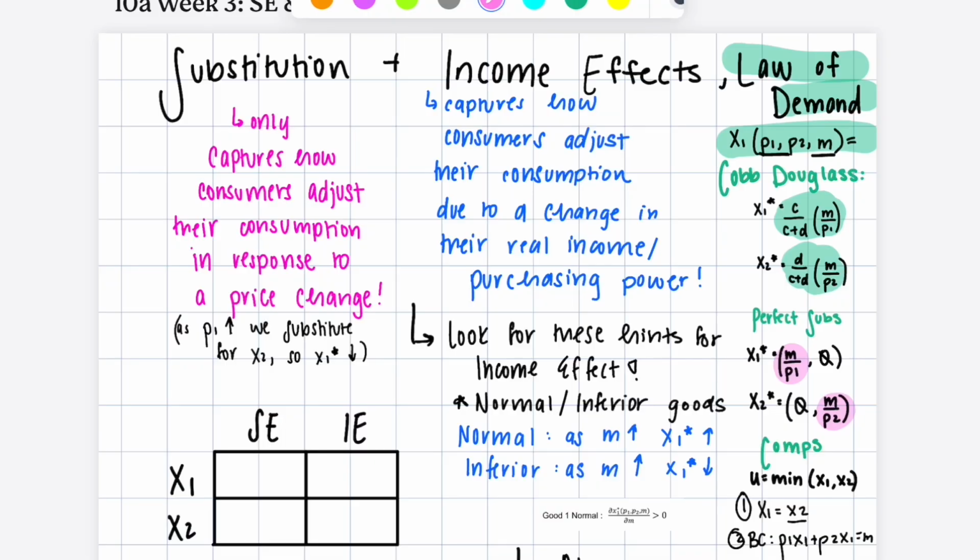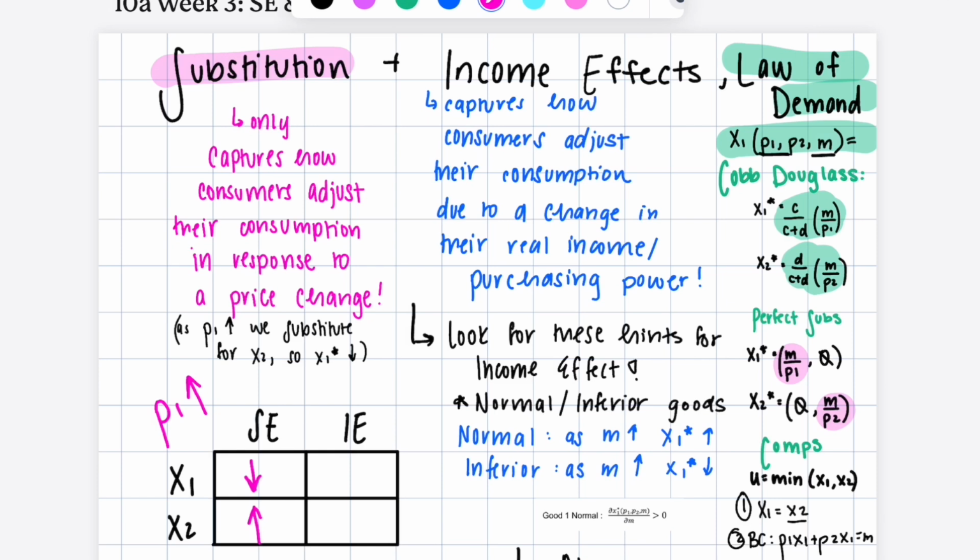Next up, we have substitution and income effects. For the substitution effect, we are capturing how consumers adjust their consumption in response to a price change specifically. The idea here is as the price of one good rises, let's say x1's price is rising, we are always going to go the opposite direction of a price change for our own good. So since x1's price is going up, we're always going to have this demand going down. No matter what, substitution effect is always consistent. So we're going to go the opposite direction of price change. Then x2 is always going to go the opposite direction of x1, no matter what.